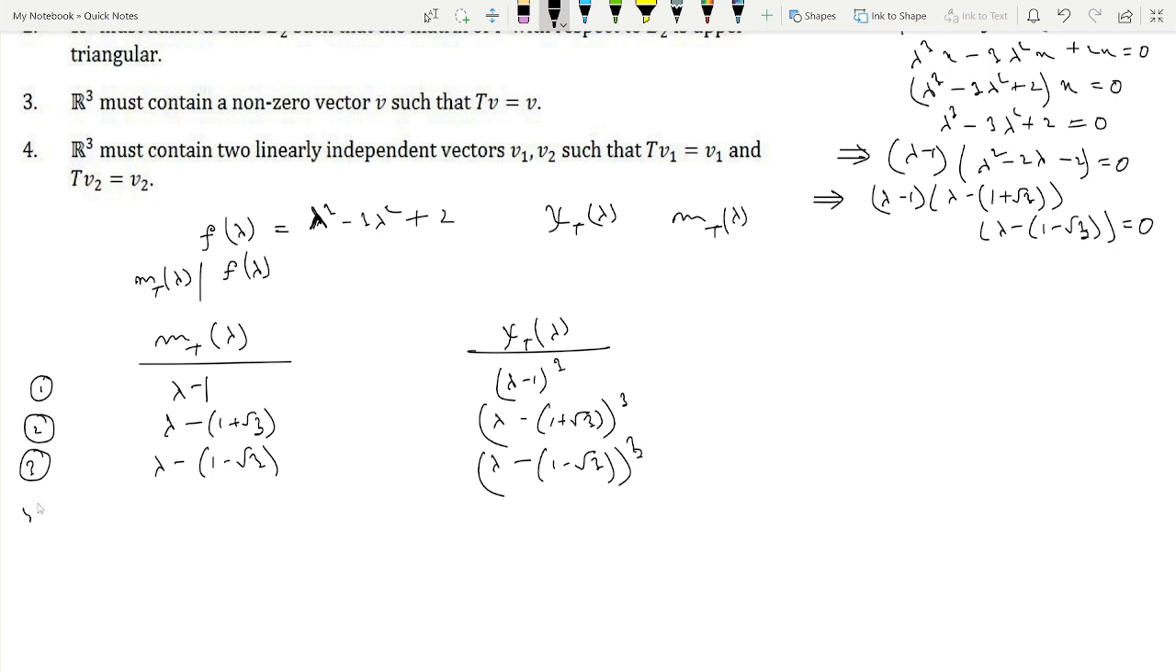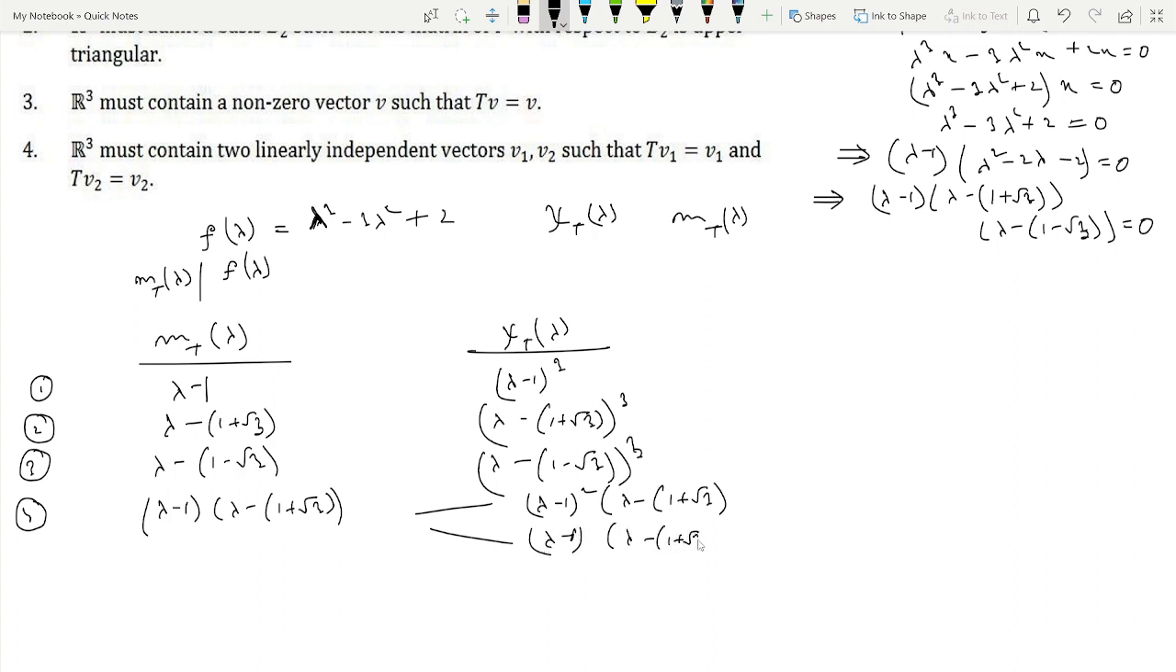Number 4, the minimal polynomial may be the product of any two, so (lambda minus 1) into (lambda minus 1 plus root 3). So in this case, there are two possibilities for chi_T(lambda), because there are two eigenvalues of T, 1 and 1 plus root 3. So maybe like this, (lambda minus 1) whole square into (lambda minus 1 plus root 3), and also (lambda minus 1) into (lambda minus 1 plus root 3) whole square.